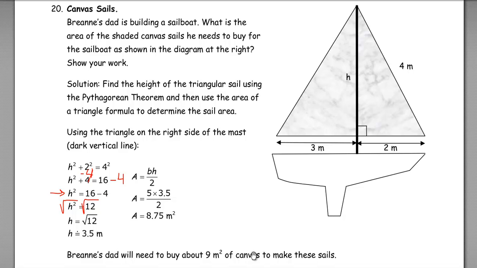So I'm rounding to the nearest whole number. When I say this, you normally have to buy whole amounts of things. So Brienne's dad will need to buy about 9 square meters of canvas to make these sails. He might actually need a little bit more if he has some wastage, but I'm just rounding this to the nearest whole number.